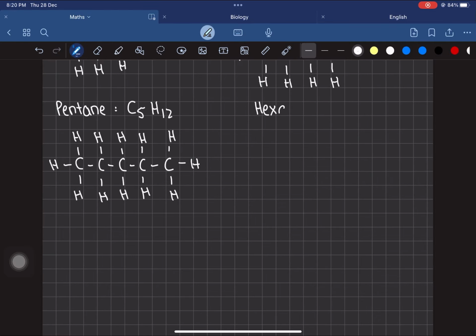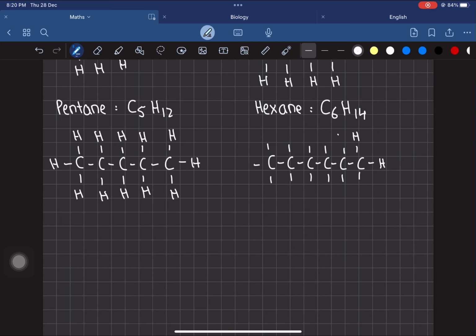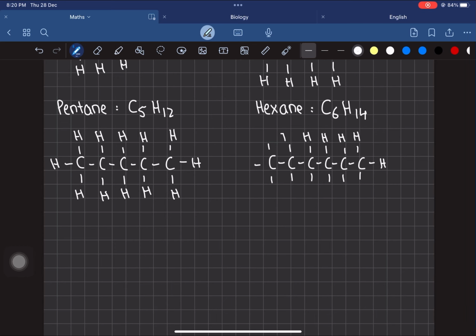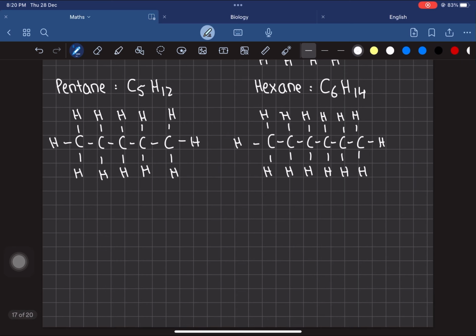Then we have hexane. The molecular formula for hexane is C6H14. So we will draw 6 carbons. Then the bonds, and finally the hydrogens. Okay, after hexane we have heptane.